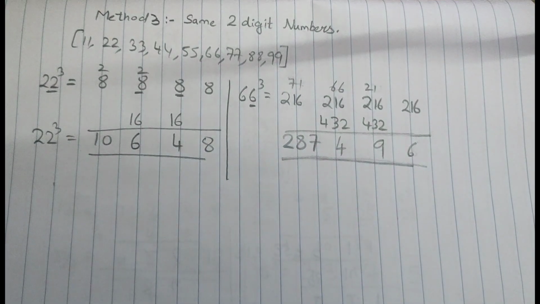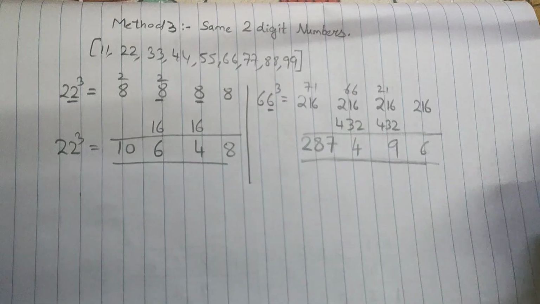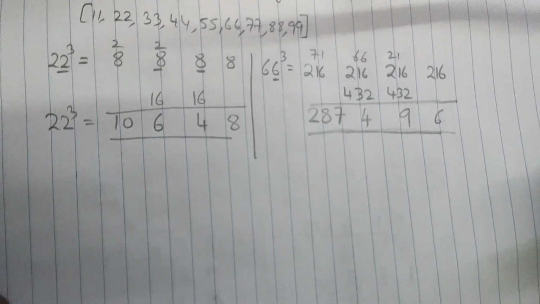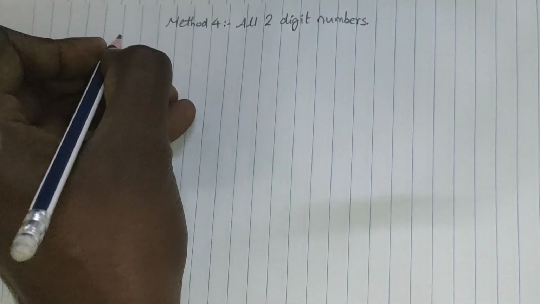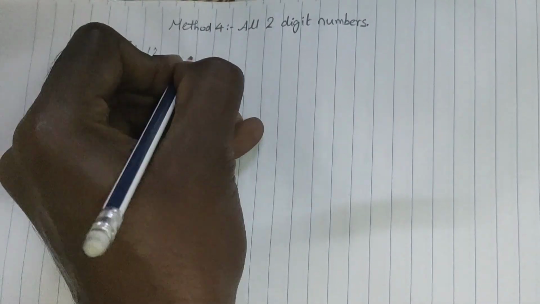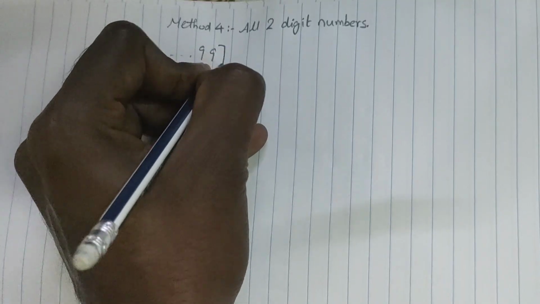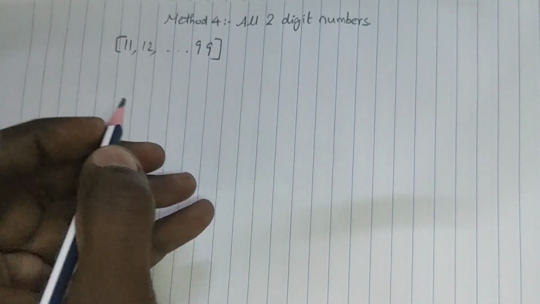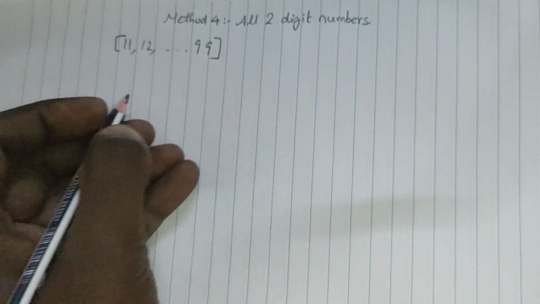So the answer is 287,496. Now moving to the next method, method 4, that is for all two digit numbers from 11, 12, 13 up to 99.